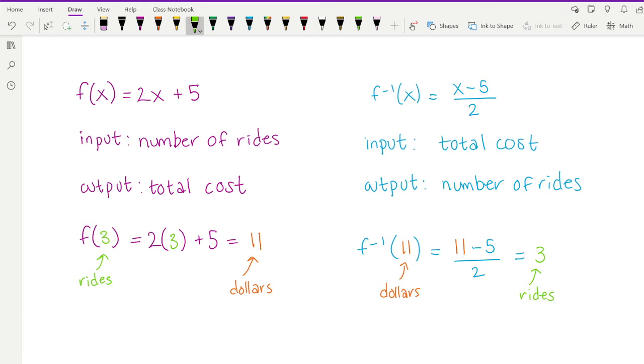So basically, the original function is like, if you know how many rides you want to go on, it will tell you how much it costs. And then the inverse function is kind of working backwards. It's like, if you know how much you have to spend, or you know how much you ended up spending, it helps you work backwards to figure out how many rides you went on, or how many rides you could go on for that amount of money. So that's really what I mean when I talk about a function and its inverse, the inputs and outputs having these kind of opposite roles to each other and really switching with each other.